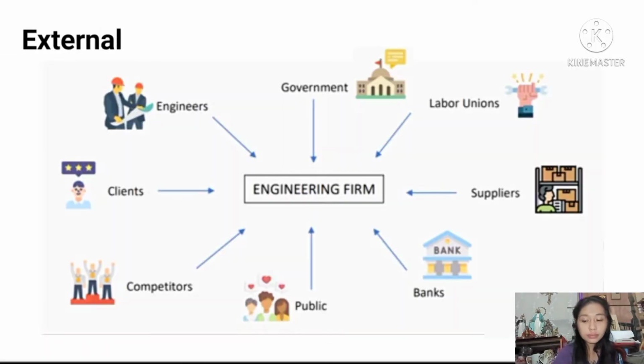Let's move on to the external. These are the factors outside the engineering firm. We have here the government, the labor unions, suppliers, banks, the public or the people, competitors, clients, especially the clients, of course, and the engineers.